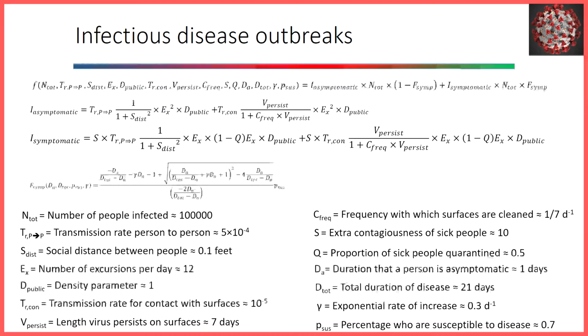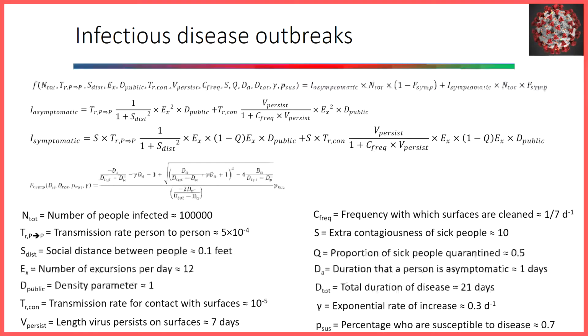Next is C_freq, which is the frequency with which surfaces are cleaned. I'm going to estimate that C_freq is typically equal to once per week, or 1 over 7 days. Then we have S, which is a factor calculating how much more infectious someone who is showing symptoms is relative to someone who is not showing symptoms. I'm going to estimate that this is equal to 10, because we know that symptomatic people will be coughing and sneezing and generally spreading the virus over a much wider area.